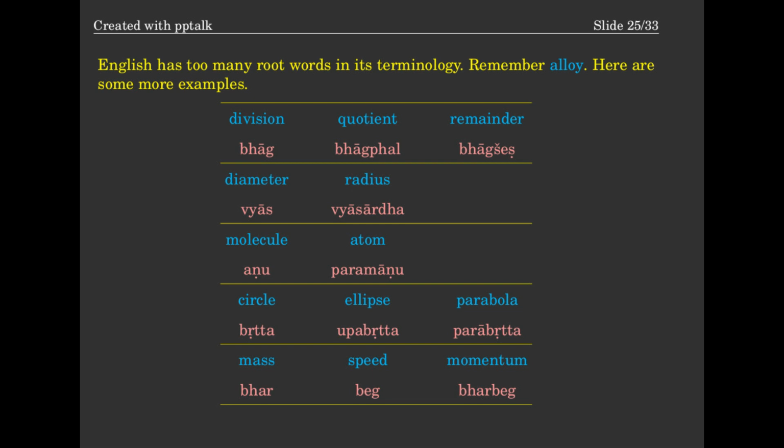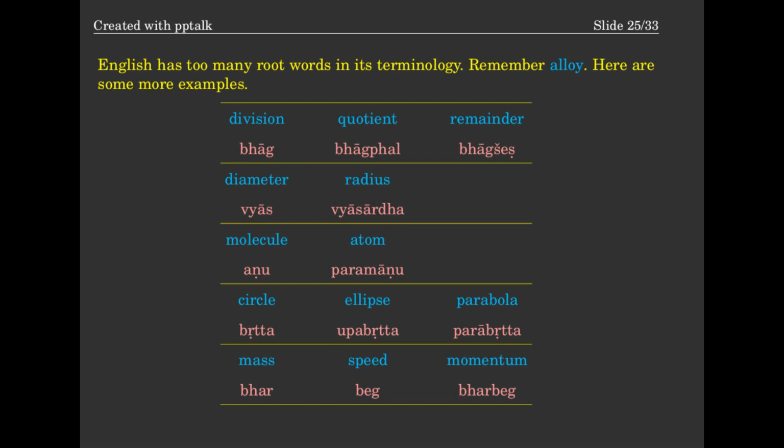Diameter, radius, the two words are not related. In Bengali, vash, vashardha, ardha means half. So, basically the words in Bengali are vash and half vash. Molecule is anu, atom is paromanu. I will come to these words in a little while. Circle, ellipse, parabola, three completely unrelated words. When one encounters these words, they have no idea that they are related in some sense, that they are all even curves on a plane. In Bengali, britto, upobritto, parabritto.